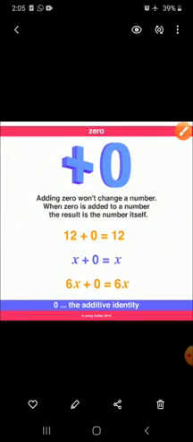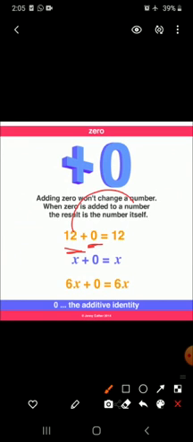Next one is the role of 0. When you add 0 to any number, its value doesn't change. For example, you are adding 0 to 12. So what happens? The same number 12 you got. Again, when you add 0 to x, the same number x you got. Whenever you add 0 to any number, its value doesn't change and you get the same number. So, 0 is called the additive identity.